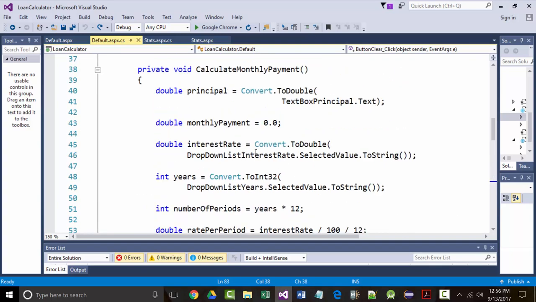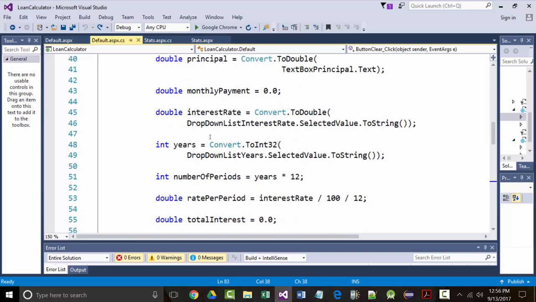All right, so let's look at this. So this is my calculate. So these are the variables. Principal, grabbed everything from the text box. Monthly payments, just a variable with nothing in it. Now notice the interest rate, that's the drop down dot selected value. That grabs the actual value that's in there, but a dot toString because I believe the way that it comes out that it expects it to be in that format. But then we converted it to a double right away.